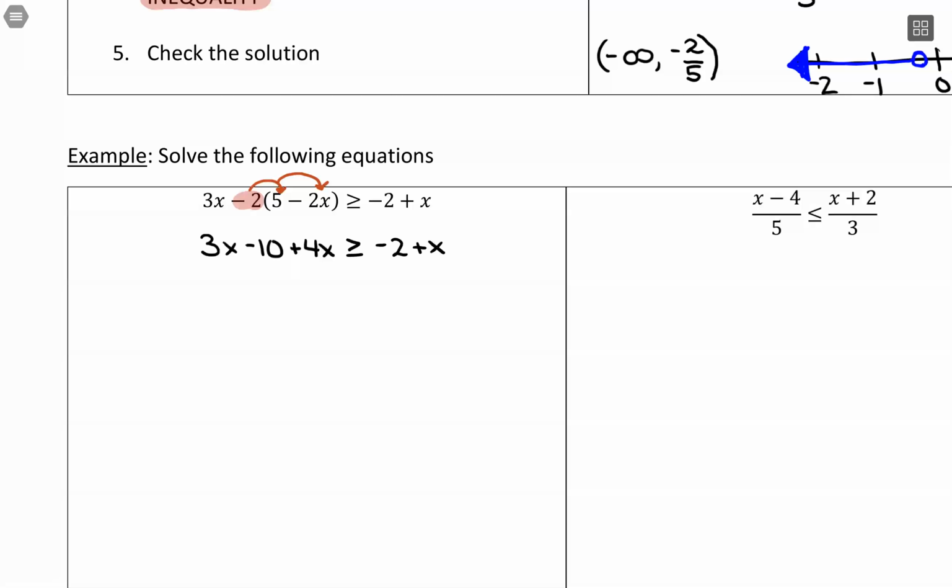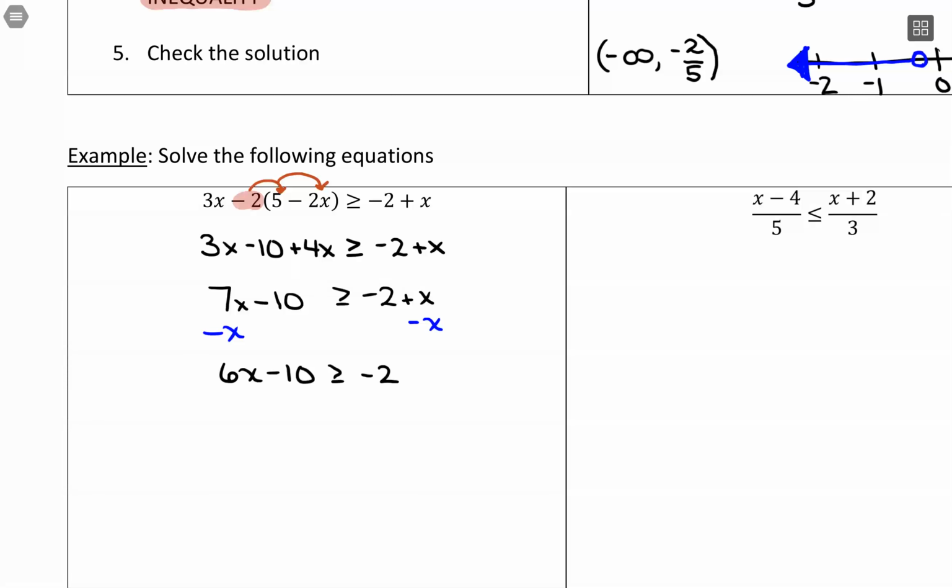And then just combining like terms, 3x plus 4x is 7x. Minus 10, more than or equal to negative 2 plus x. Alright, I'm going to move my variable term. This time I will go with the smaller value, so I'm going to subtract x from both sides. So that'll leave me with 6x minus 10 is more than or equal to negative 2.